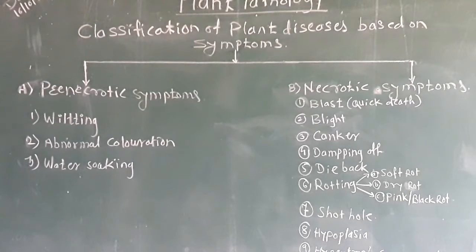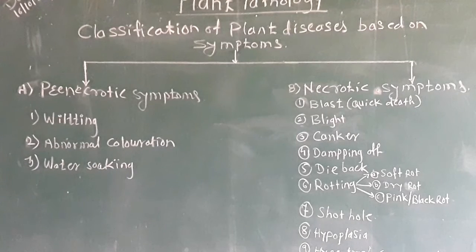Plant pathology. In plant pathology, the next point is the classification of plant diseases based on symptoms. What are symptoms? Symptoms are external visible expressions of pathogenic conditions. The pathogen, after initiation of a disease in the host, shows visible expressions on the plants.